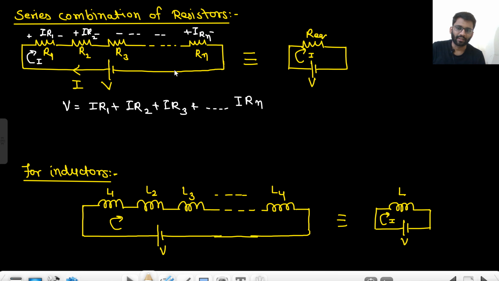I am starting from here. 0 plus V minus IR1 minus IR2 minus IRN. So all of them will be minus. So I put it ahead of the equal sign. So V equals IR1 plus IR2 plus IR3 plus dot dot dot IRN.